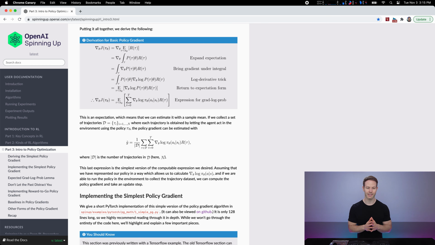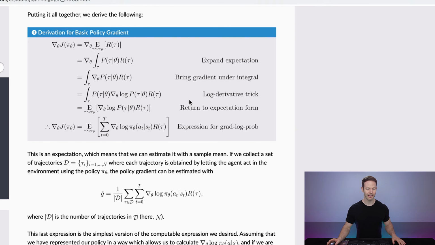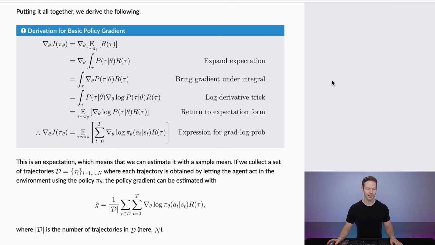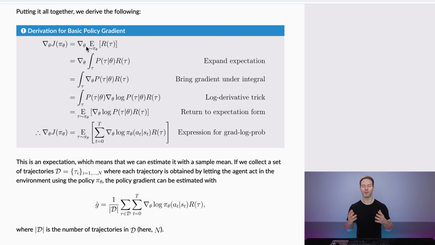looks similar to this. And this is OpenAI's Spinning Up in DeepRL, their website. It's a great resource for learning about reinforcement learning. And here they give a nice, concise derivation of the basic policy gradient theorem. And it usually looks like this. You're trying to find the gradient of the expected return, and you go through multiple mathematical steps and eventually end up with something down here, which you can use to estimate the gradient so that you can improve your policy.